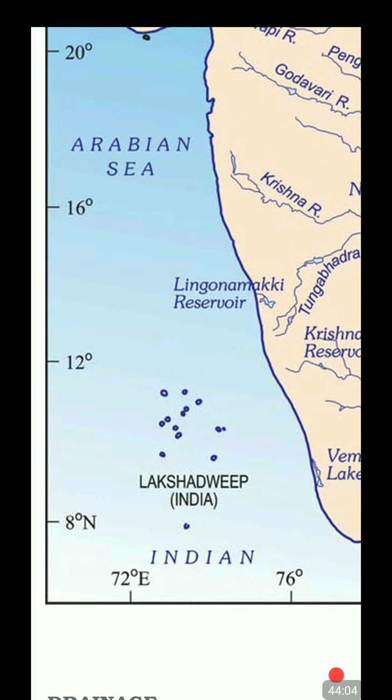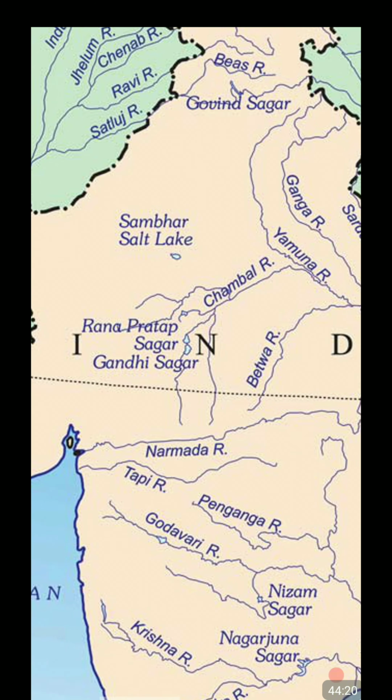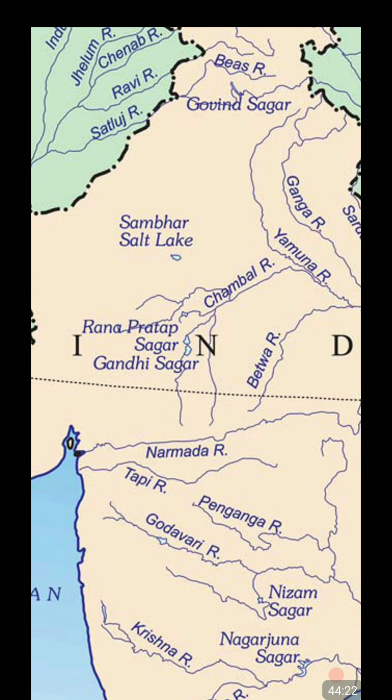Some of the man-made lakes are on the big rivers like Chambal. Although Chambal is not a big river, it has helped make 3 big man-made lakes. For example, the Gandhi Sagar Lake in Madhya Pradesh, right? Next, we have the Jawahar Sagar in Rajasthan and Rana Pratap Sagar also on the Chambal River.